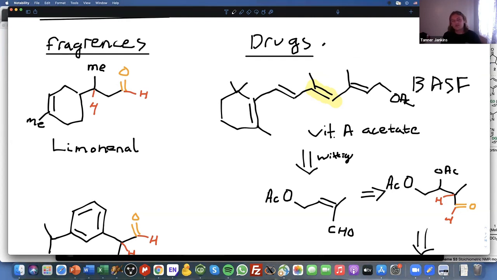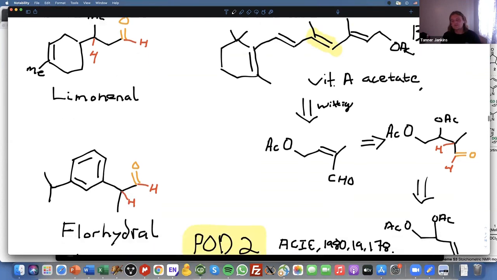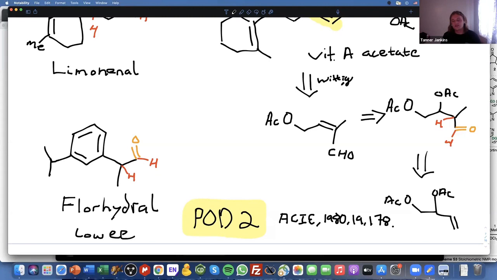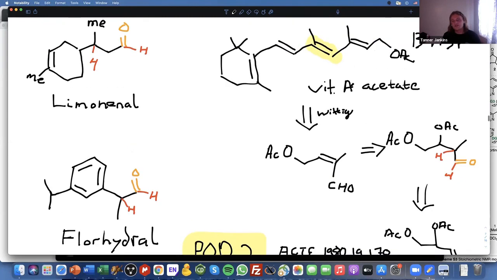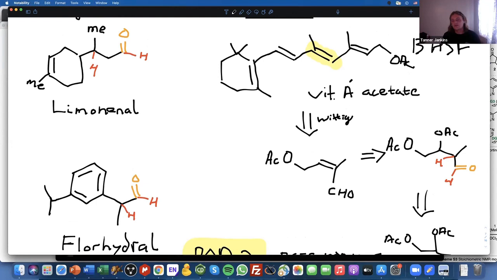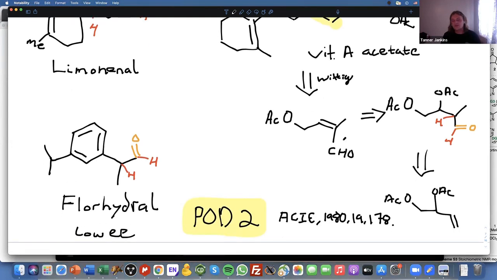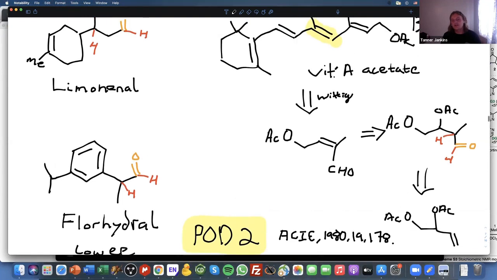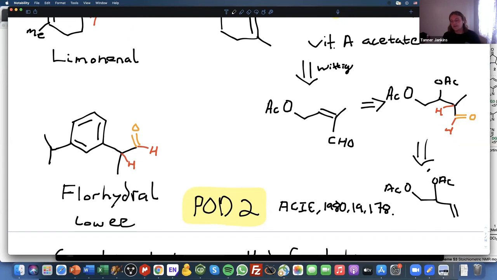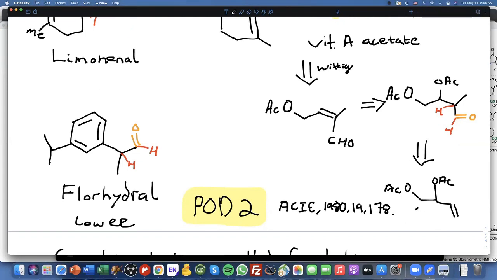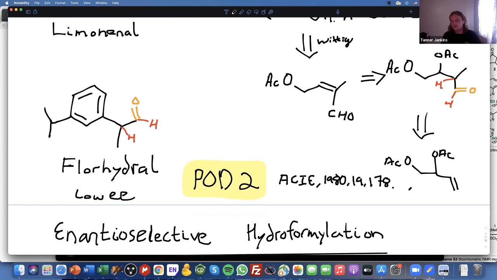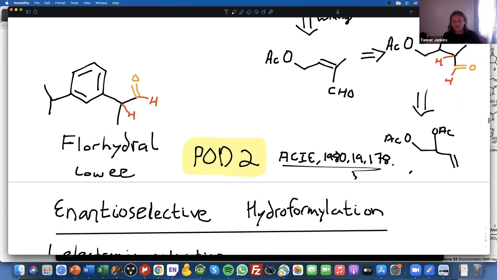However, in the case of drugs, your structure is often much more complex, and separating your product from rhodium can be extremely difficult. One of the major applications of this process still in use is the synthesis of vitamin A, shown here by BASF, where they form this intermediate aldehyde using the hydroformylation scheme, and then form vitamin A through a Wittig reaction. I've sent out this paper in the email if you're curious to read more.